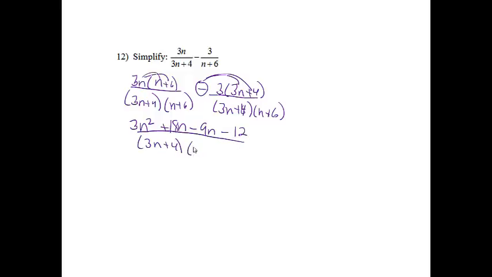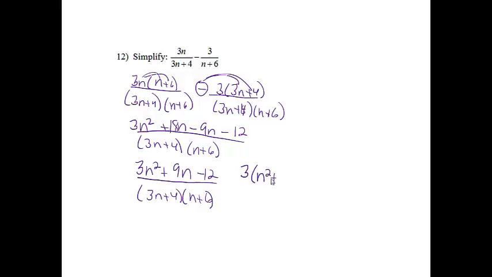So now I can just turn it into one big fraction, and now I can just combine like terms up top. So I'm going to have 3n squared plus 9n minus 12, and it's going to be all over 3n plus 4 times n plus 6. And we could stop at that spot. If you did want to factor, I noticed in the numerator we could factor out a 3, so I am going to do that. I'm going to get n squared plus 3n minus 4, and then it's still all over that common denominator.